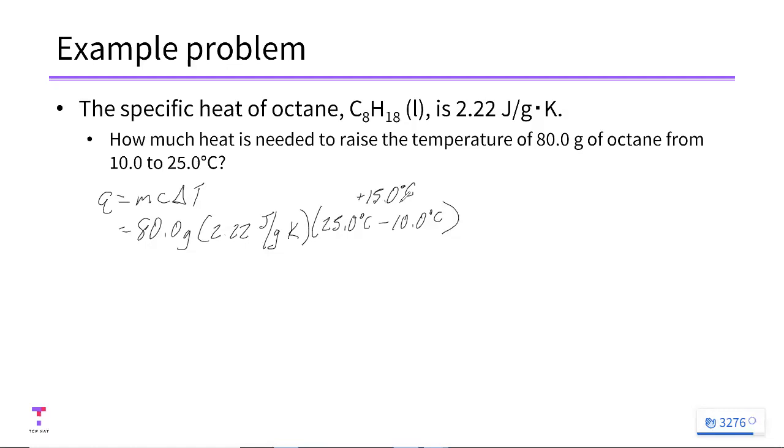Now, before we proceed, just by show of hands here, looking at our units, looking at the calculation in front of us, is there a unit mismatch here? Raise your hand if you believe that there is a unit mismatch here.